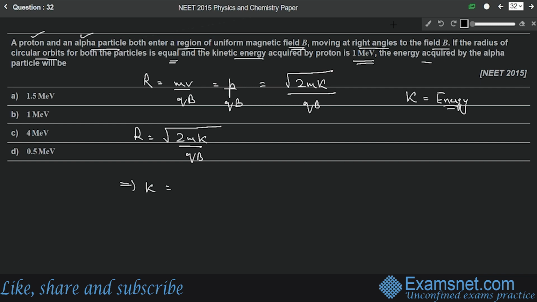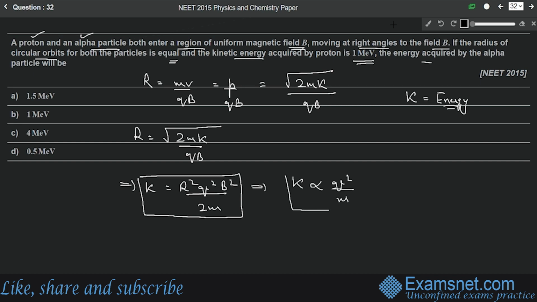K will be equal to R square Q square B square by 2m, right? That means the energy is proportional to Q square by m. Because it is given that they have the same radius, the radius of the circular orbits is equal, so r is constant, and the magnetic field is also the same, so that will also be constant for both. Only q and m will vary, so K is proportional to q square by m, right?